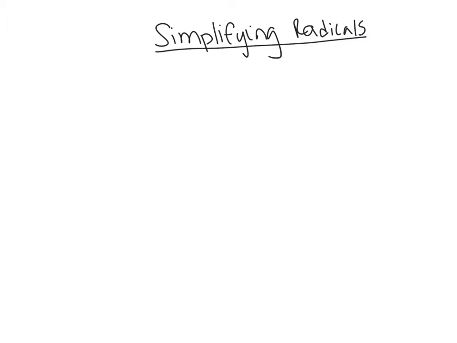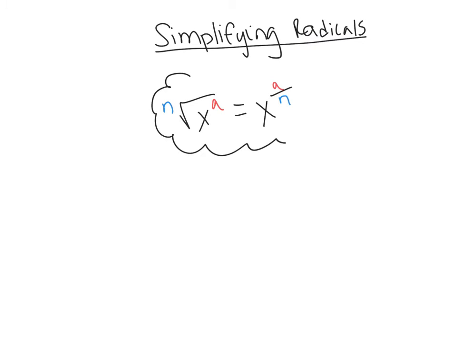Okay, we're going to simplify radicals. Just a reminder, there is another way that we could rewrite radicals as fractional exponents. If I have some number raised to an exponent and a root attached to that, I can rewrite this so that the exponent stays the numerator and the root is the denominator. So the nth root of x to the a equals x to the a divided by n. Just think the root part is the denominator.